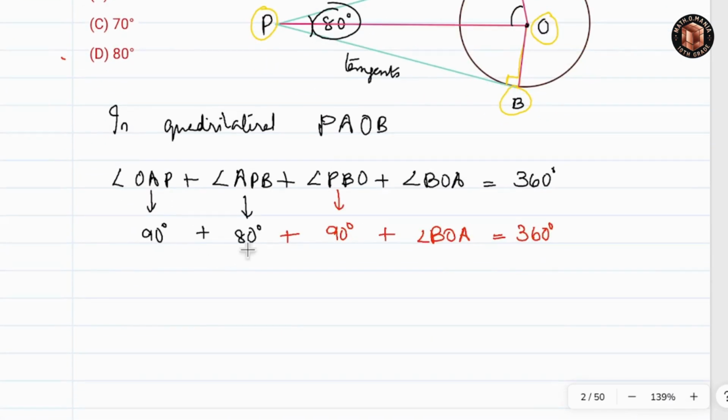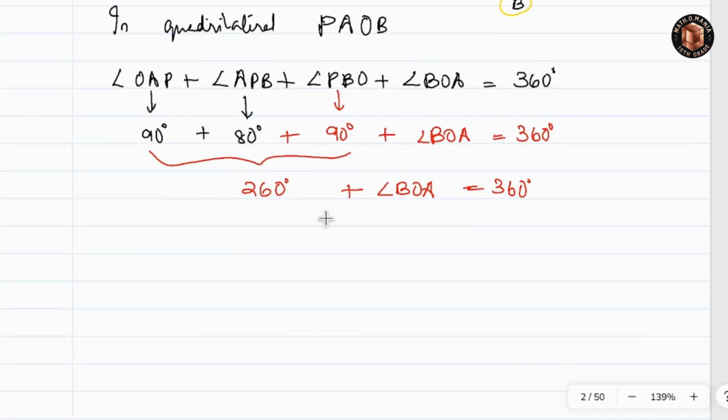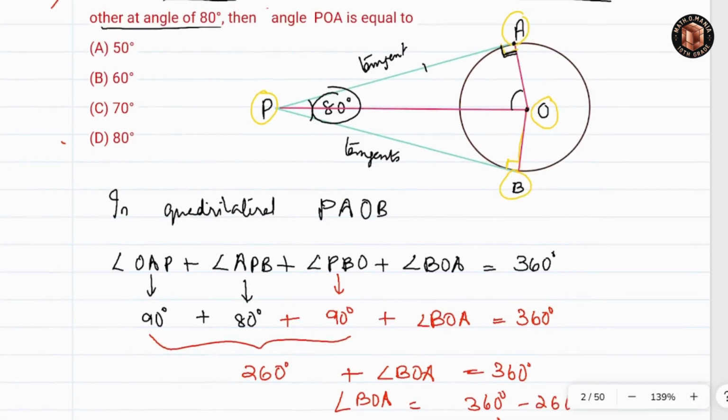Which is equal to 360 degree. So on adding all these, we will get 90 plus 80 plus 90, which is equal to 260 degree, plus angle BOA equal to 360, right? So we can write that, therefore, angle BOA equals 360 degree minus 260, which is equal to 100 degree. That means this total angle is equal to 100 degree, right?